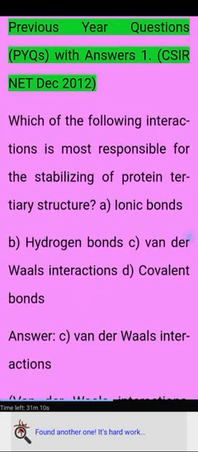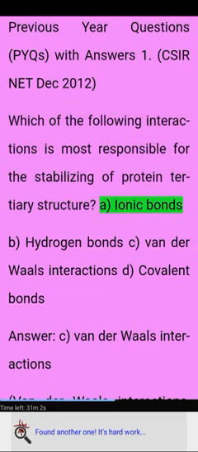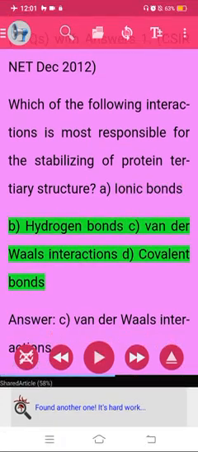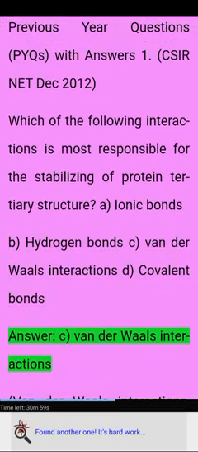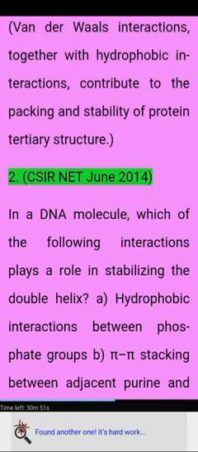Previous year questions, PYQs, with answers. 1. CSIR NET December 2012. Which of the following interactions is most responsible for stabilizing protein tertiary structure? A. Ionic bonds. B. Hydrogen bonds. C. Van der Waals interactions. D. Covalent bonds. Answer: C. Van der Waals interactions, together with hydrophobic interactions, contribute to the packing and stability of protein tertiary structure. 2. CSIR NET June 2014.